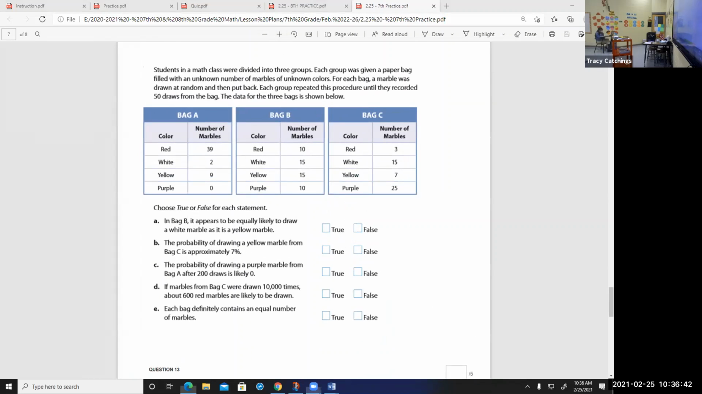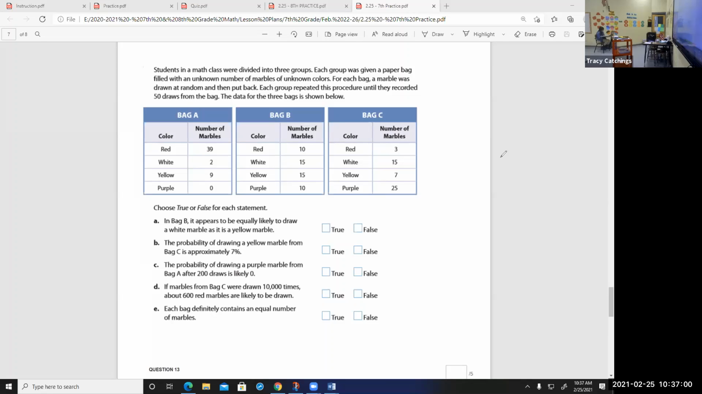All right, students in math class were divided into 3 groups. Each group was given a paper bag filled with an unknown number of marbles of unknown colors. Each marble was drawn at random and then put back. Each group repeated this procedure until they recorded 50 draws on the bag. The data is shown below.